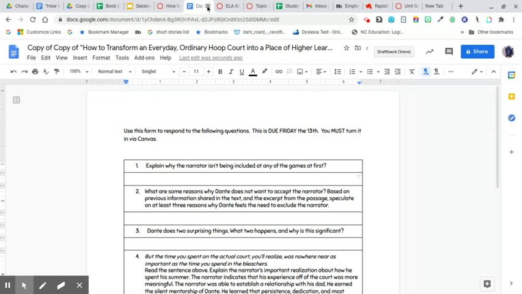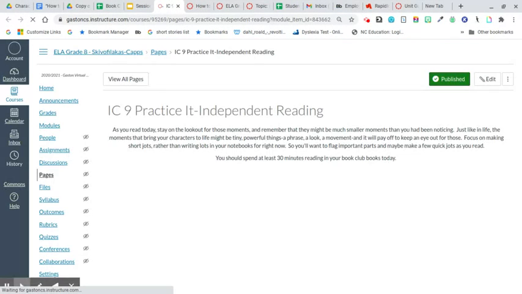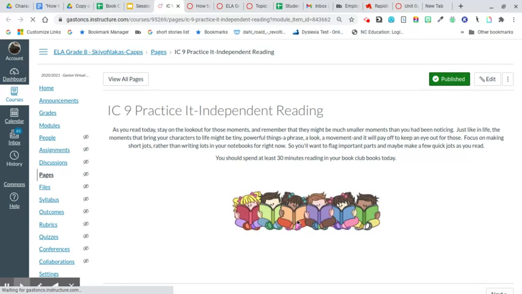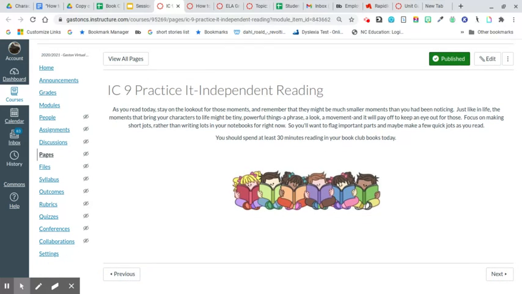Okay, so that's that. Let's see what else is on the shelf for us today. I know it looks like a lot, but it really isn't. Practice it is basically just an anchor chart. Oh, I'm sorry, the next one is the anchor chart. This is the same as yesterday.